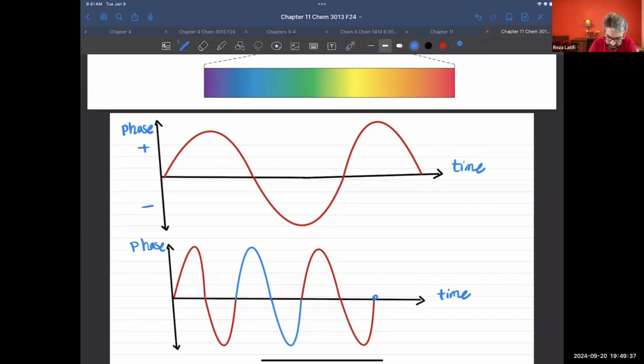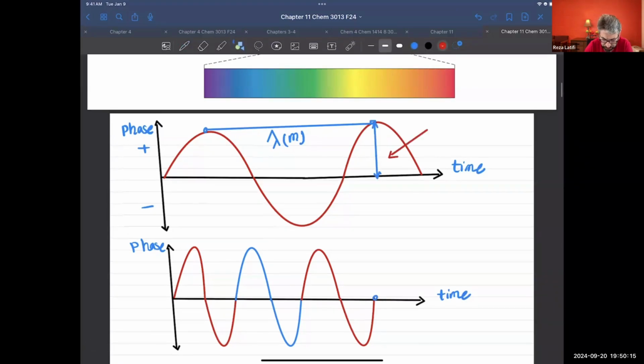The distance between two identical points, let's say these two, we call the wavelength. We show it by lambda, and the unit for it is meter. Next, the distance from the maximum point or minimum point to the horizontal line, I'm talking about these two, we call amplitude. Amplitude is the intensity of the light that you're using.